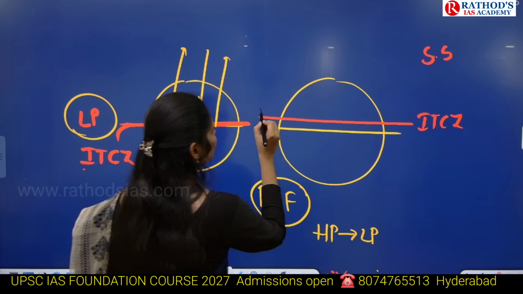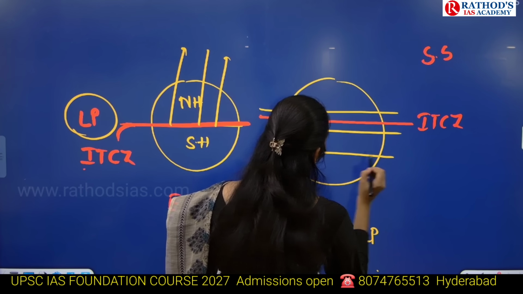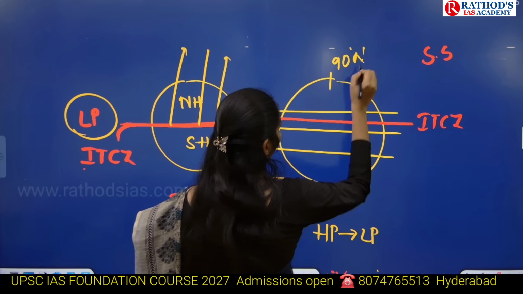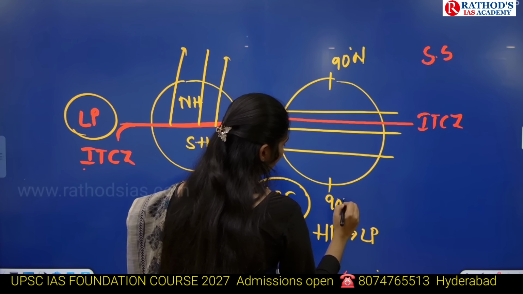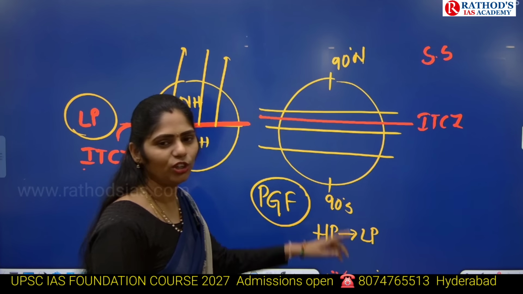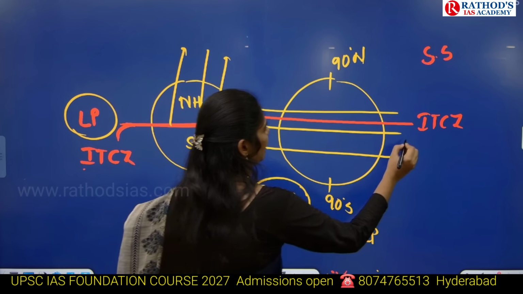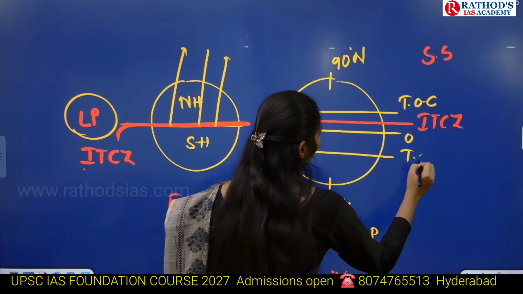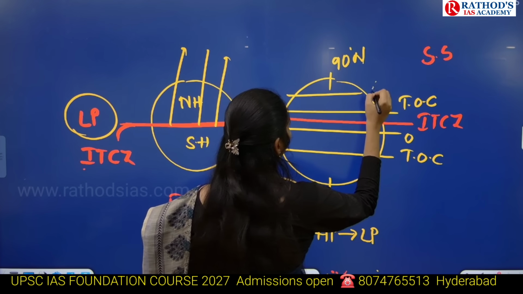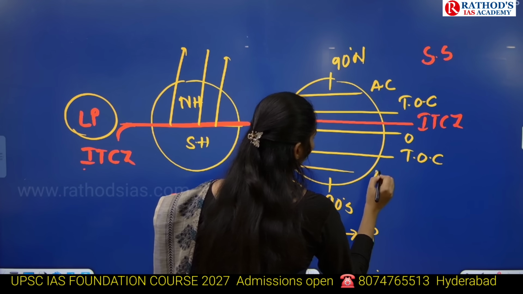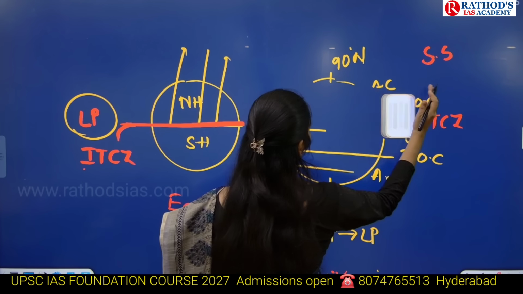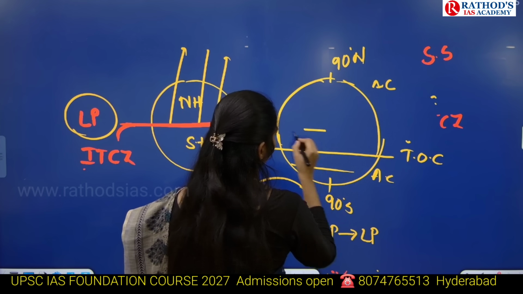So now let us draw important latitudes. Here we have 90 degrees north. Here we have 90 degrees south. North pole, south pole. This is our equator. This is Tropic of Cancer, Tropic of Capricorn, Arctic Circle, Antarctic Circle. Normally this ITCZ will be on this Tropic of Cancer.